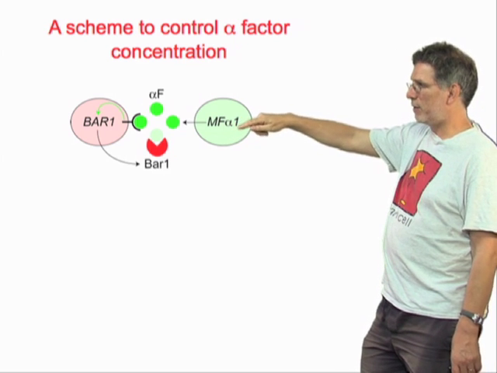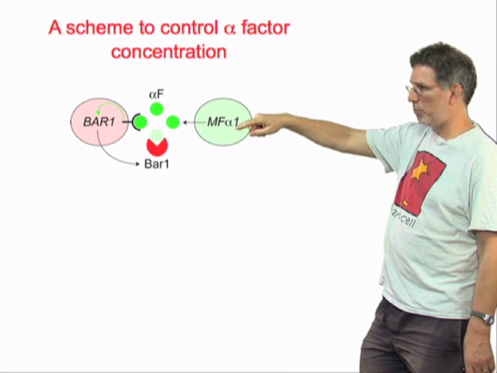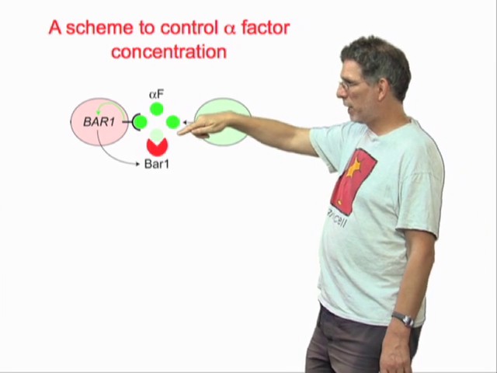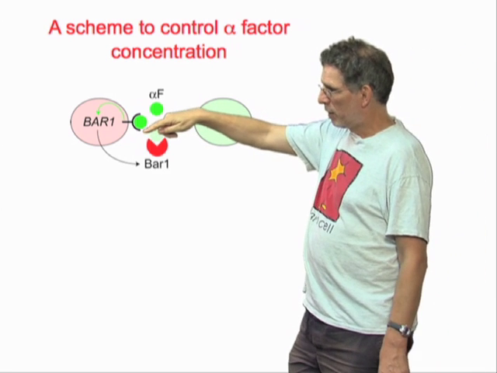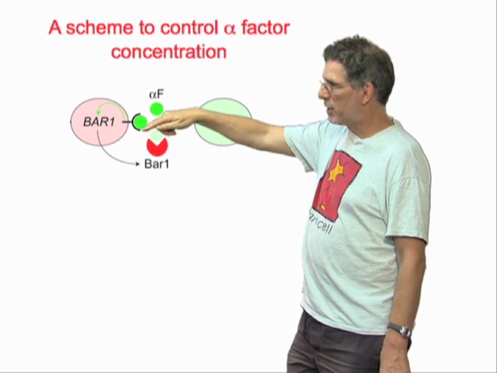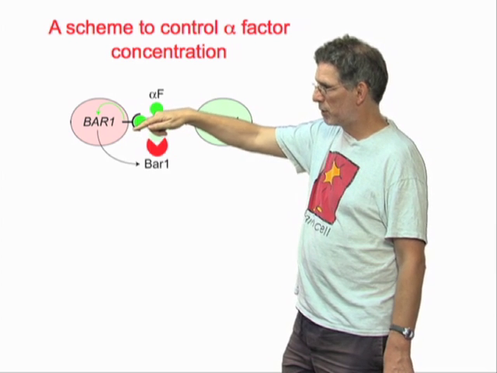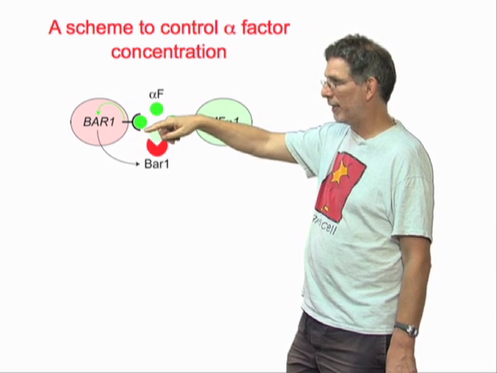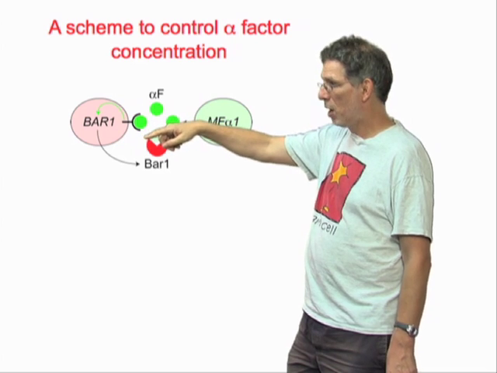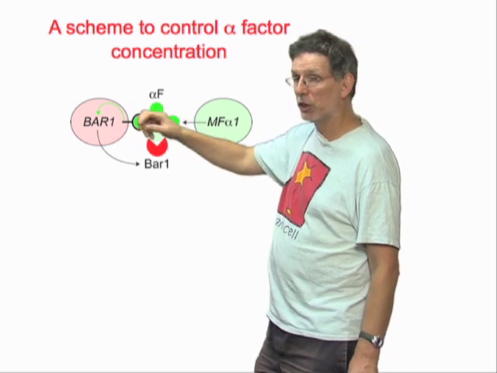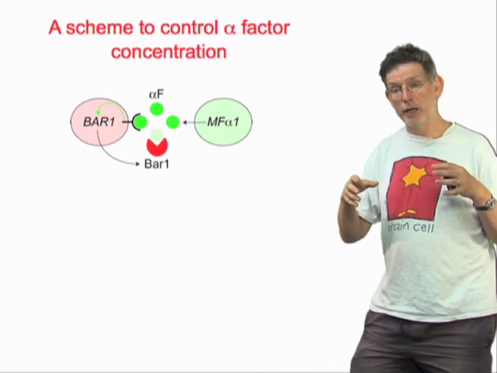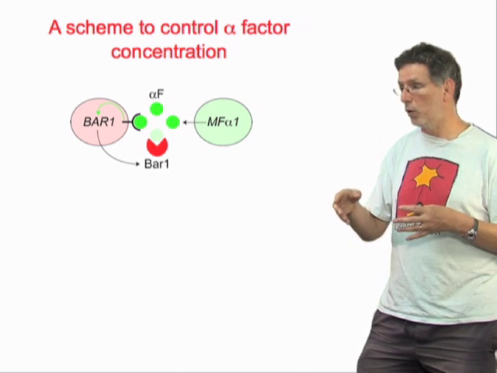MF alpha 1 is the name of one of the genes that makes alpha factor. The cells make alpha factor. They bind to the A cell, so this black horseshoe is designed to depict the alpha factor receptor. And when they do that, they stimulate things inside the cell, that whole molecular signaling pathway I showed you before. We can ignore all its details.